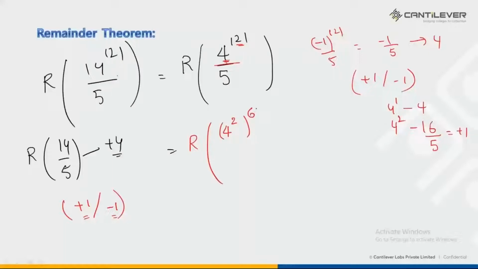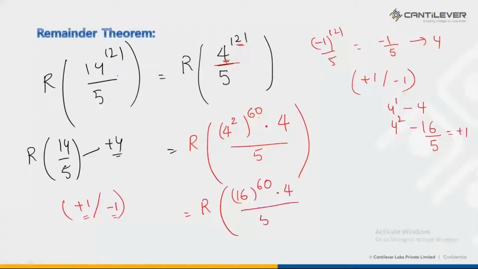So this will be 60. 4 square whole to the power of 60 means 4 to the power of 120. But you're having 121, so one more 4 is left. So one more 4 here by 5. So this will be the remainder when 16 to the power of 60 into 4 is divided with 5. So this will give you plus 1 remainder.